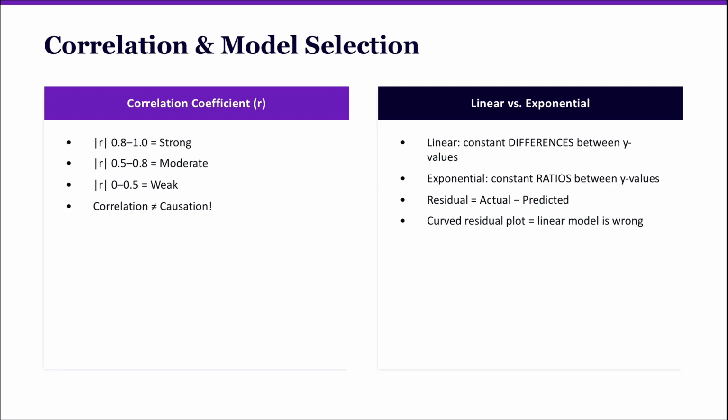Also, linear versus exponential. Sometimes you might have a linear pattern. Other times you might have an exponential pattern. An exponential pattern is where you have a constant ratio between y values, whereas in a linear pattern you have a constant difference between y values. And the residual is essentially your actual versus predicted. So if your residual plot is actually a curved plot, then that means the linear model is wrong.